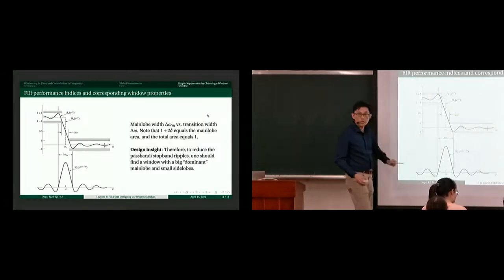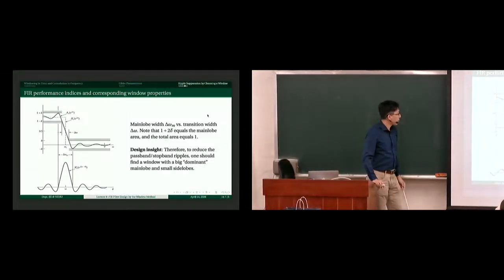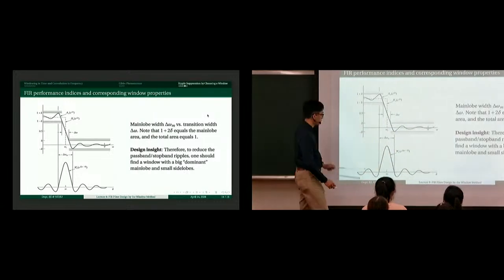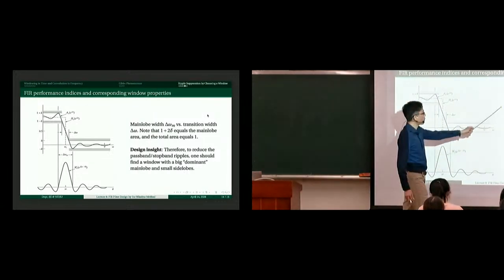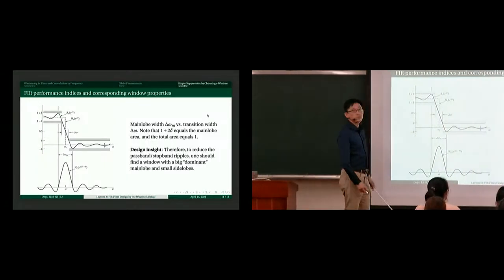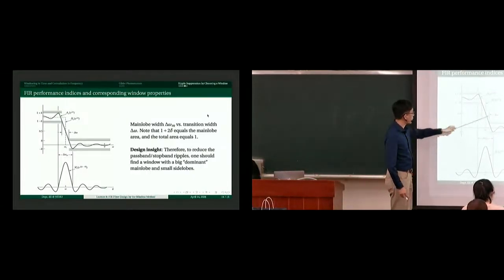So that's one thing to pay attention to. And then the second thing I want to point out from this graph, let me read it. The caption for this figure, as I put it, is main lobe width versus transition width. Transition width is a narrower range than the main lobe width.